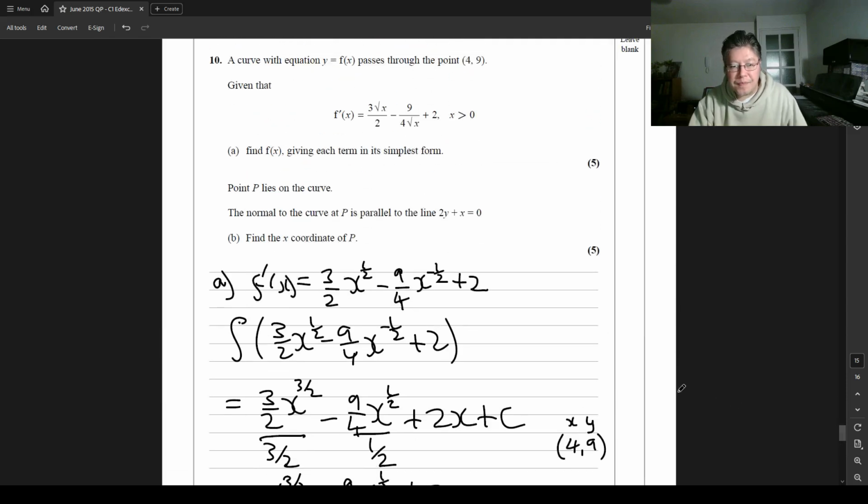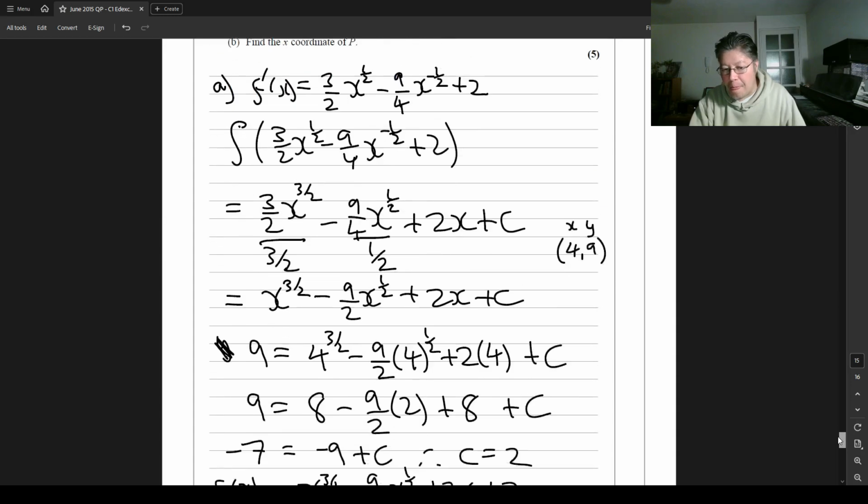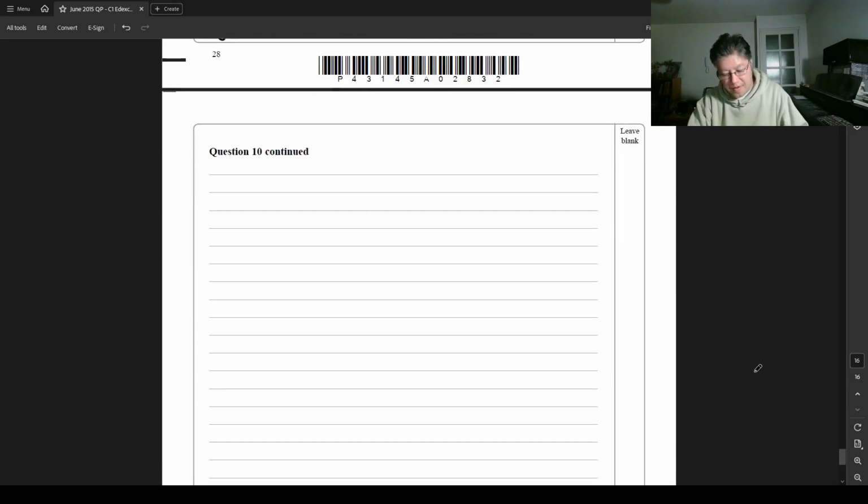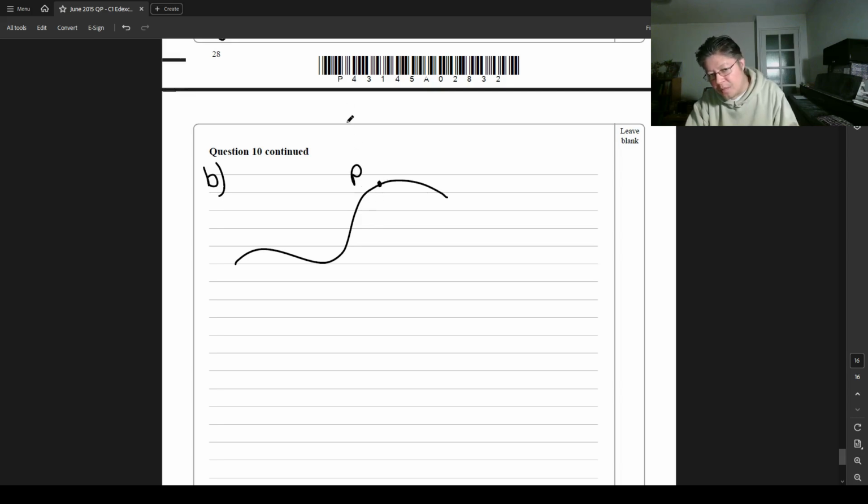Okay, part B, we're told that there's a point P that lies on the curve, and the normal to the curve at P is parallel to this line here, 2y plus x equals 0. So let's just draw a picture first of all. Part B. So we've got the curve. It doesn't really matter what it looks like, but you've got a point P. And there's the normal.